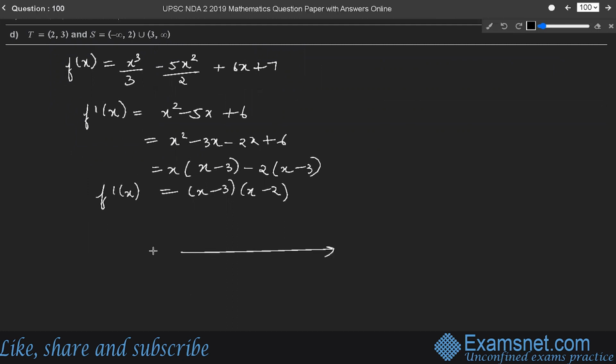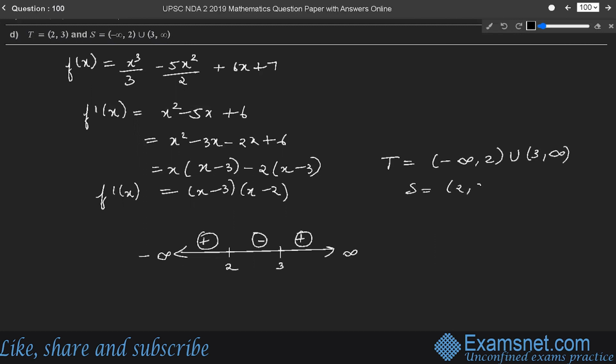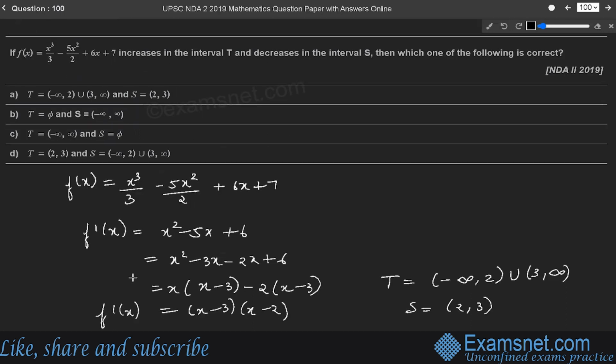Now let us look at the signs. This is 2 and this is 3. Here it is positive and here it is negative. Again here it is positive. This will be minus infinity and this will be plus infinity. So we can say that t will be equal to (minus infinity, 2) union (3, infinity), and s will be equal to (2, 3). Hence we can say that the correct option for this question is option number A here. I hope this question is clear to you.